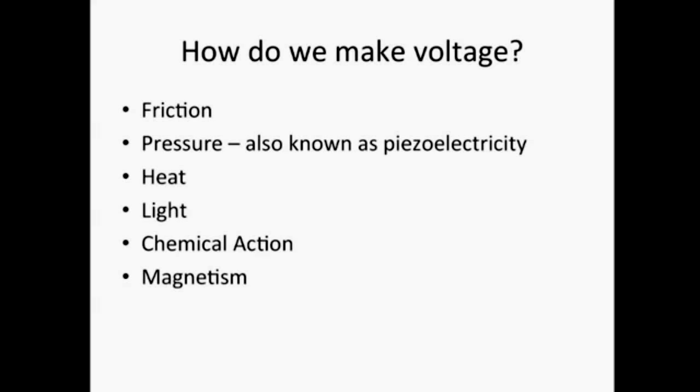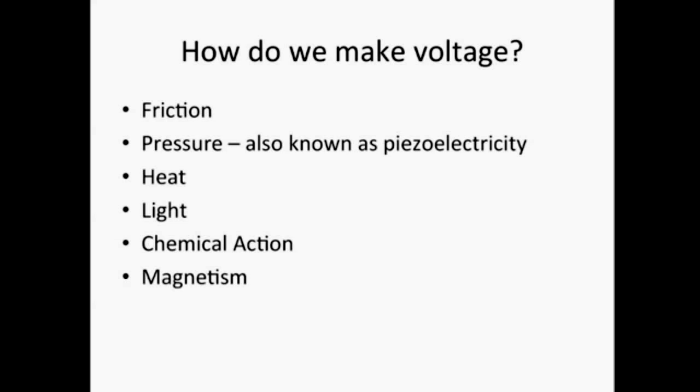You can also generate voltage with heat by using metals with different properties, putting them together and heating them up. That's most commonly used in temperature measuring devices, because you can measure a much higher temperature than you would be able to with a mercury-based thermometer. You can also generate voltage with light, just like the solar cells you've probably seen on top of a building somewhere. And also with chemical action, which would be things like batteries. You could also actually use a potato to create a small amount of voltage. And then also the biggest source of voltage that we use in our daily life is magnetism.